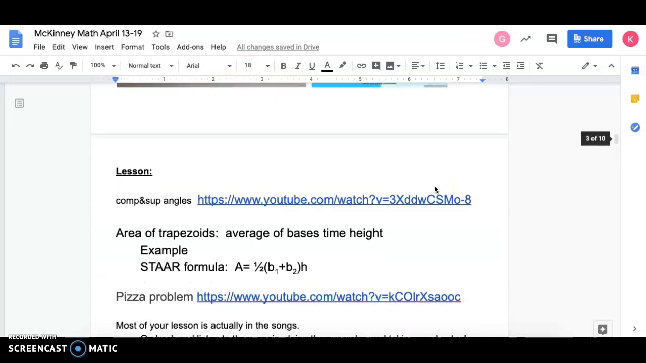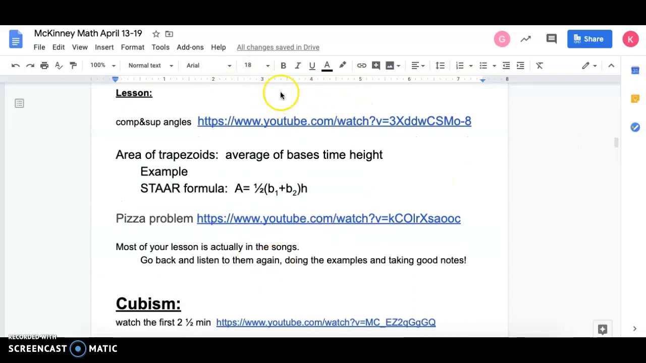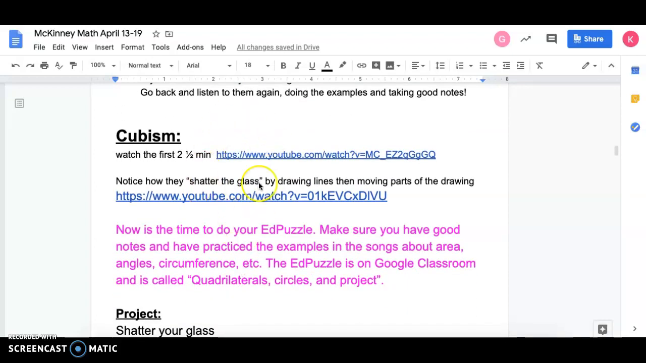This is your vocabulary, a couple of memes, and then a couple of lessons that weren't in song. And then, of course, listen to everything and also watch the cubism video. So now you're at this point. You're doing your ed puzzle, okay? And so we're going to go over everything that's above, which is why this is the point at which you're supposed to do your ed puzzle.